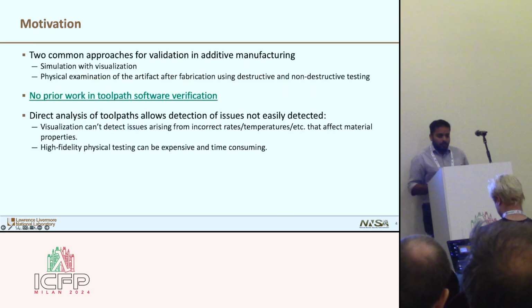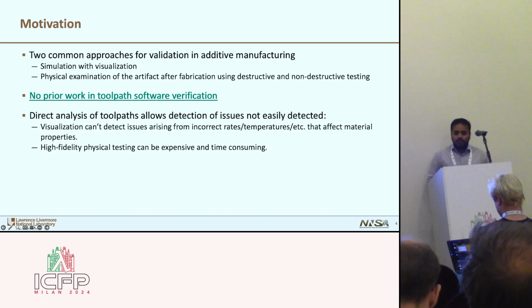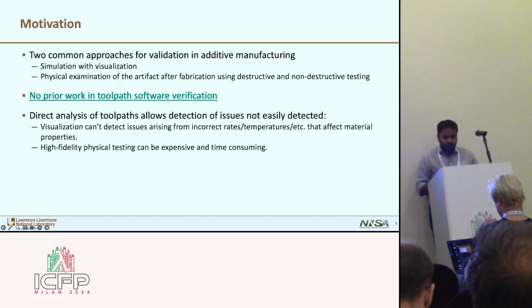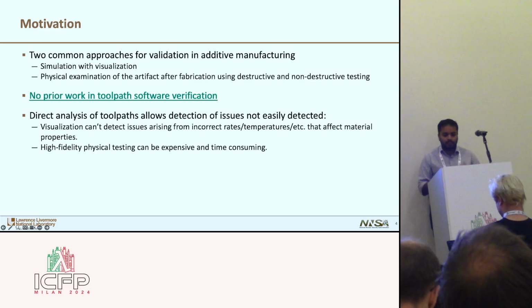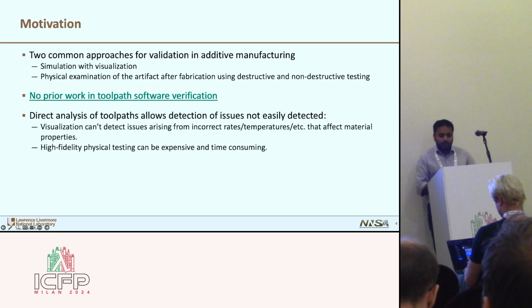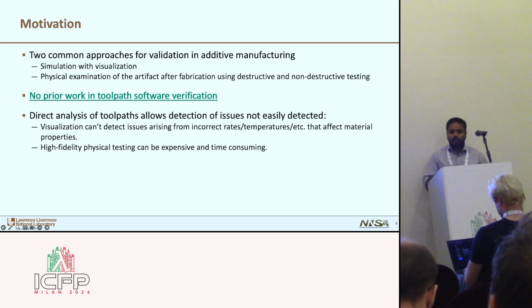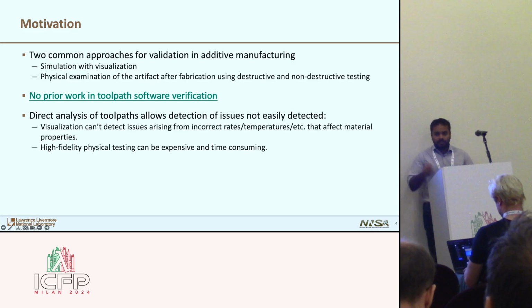So there are 2 common approaches for validation in additive manufacturing. Those are simulation with visualization, and physical examination of the artifact after fabrication using destructive and non-destructive testing techniques. And each of these techniques have their own set of limitations. For example, the visualization can detect issues that arise from incorrect rates or temperatures that can affect material properties, or you cannot even track the errors due to uncertainties during the print process in the simulation processes.